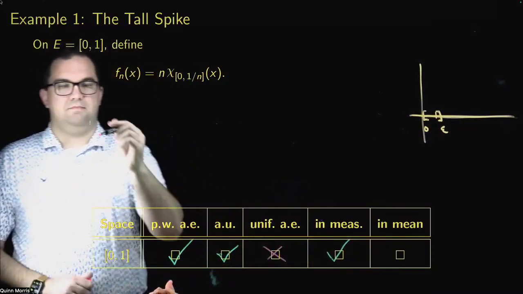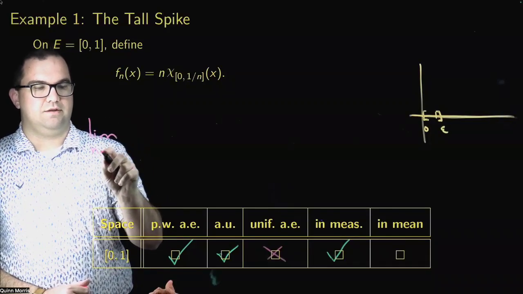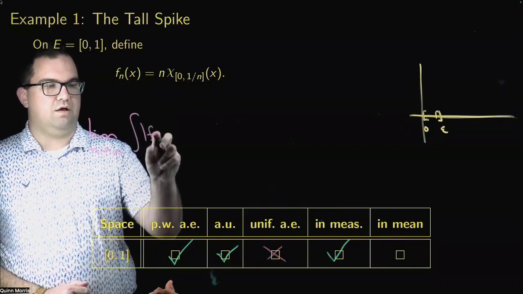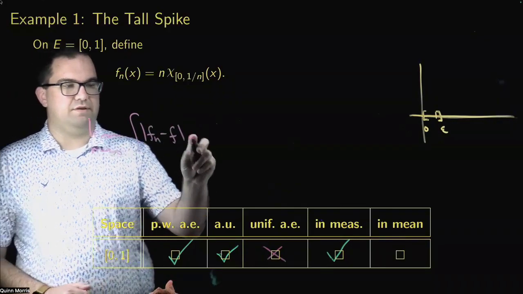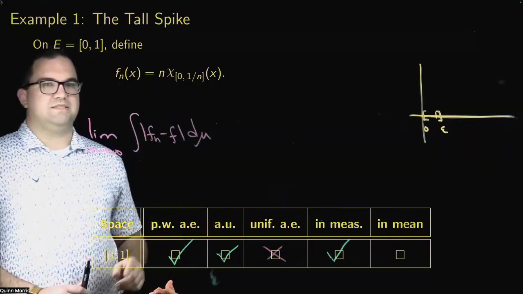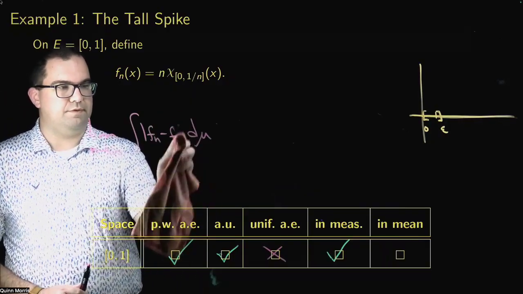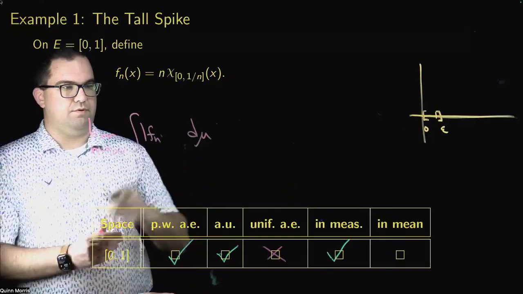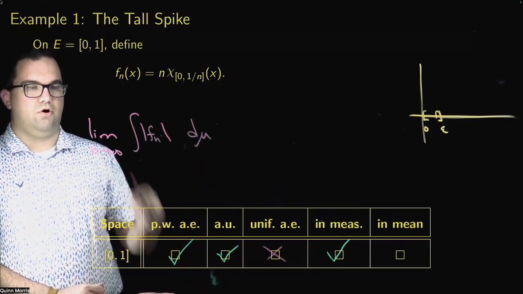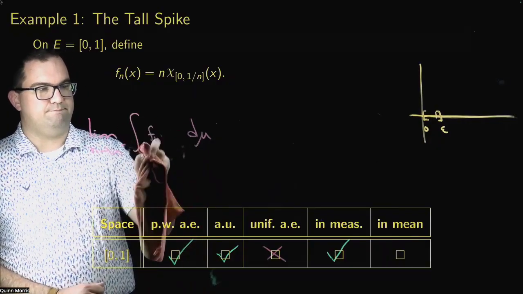To converge in mean, we need to look at the limit as n goes to infinity of the integral of |f_n minus f| d mu. Well, in this case, the pointwise limit here is simply 0. So minus 0, we really just need to look at this. These are all non-negative, so in fact, we can also remove the absolute values.